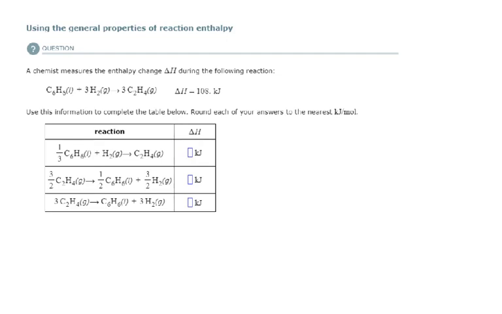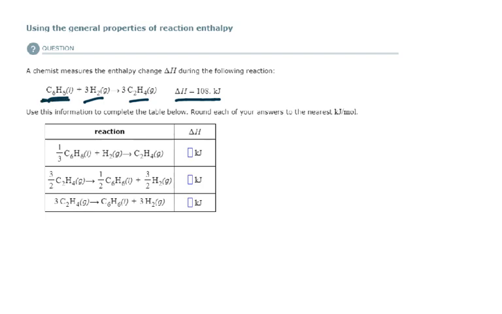All right, so let's tackle this second example from the using the general properties of reaction enthalpy topic. Here, we're given our thermochemical equation, and the problem states that a chemist measures the enthalpy change, delta H, during the following reaction. Here I've got C6H6 benzene reacting with molecular hydrogen gas to produce ethylene, which has a chemical formula of C2H4.